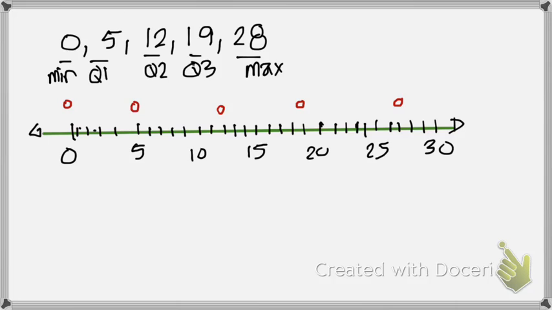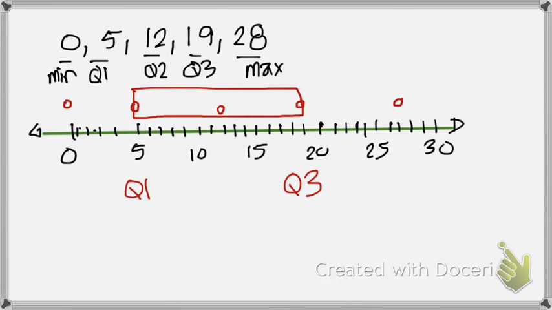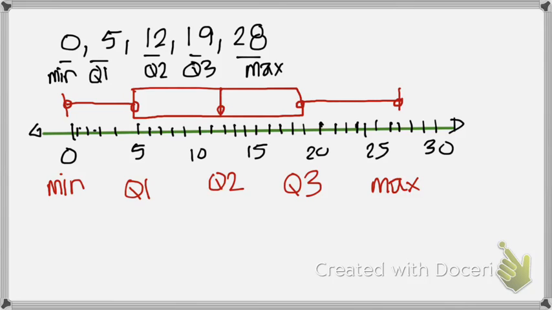Now to create a box and whisker plot, you draw a box that goes between quartile 1 and quartile 3. So here's Q1, here's Q3, and we draw a box through it. We draw a line that goes through our quartile 2. And then we draw a whisker that goes to your max, and we draw another whisker that goes to our minimum. And that's how you do a box and whisker plot.